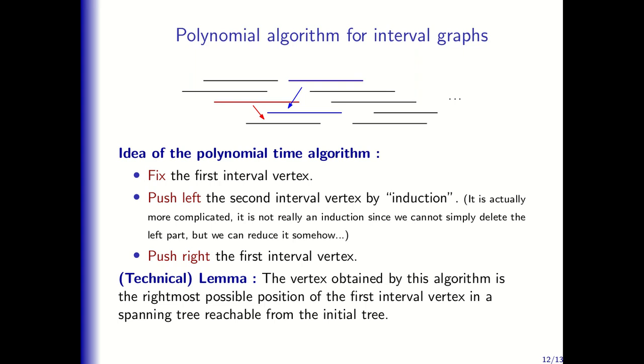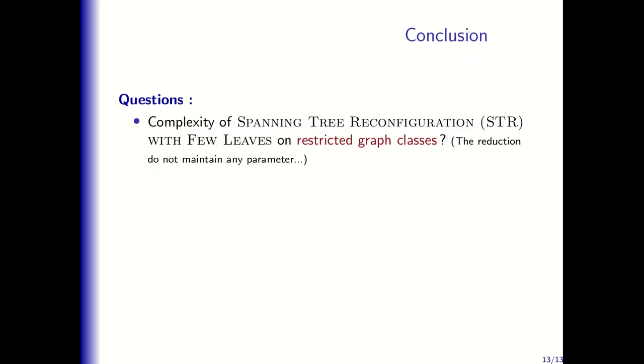Again, I am omitting a lot of technicalities because the proof is actually more complicated, in particular when the number of internal nodes is not the minimum number of internal nodes. There are some technicalities that appear, but the basic idea is really this. We want to push right the first internal vertex, and to do so we have to push left the second one to free some space to be able to push right the first one.